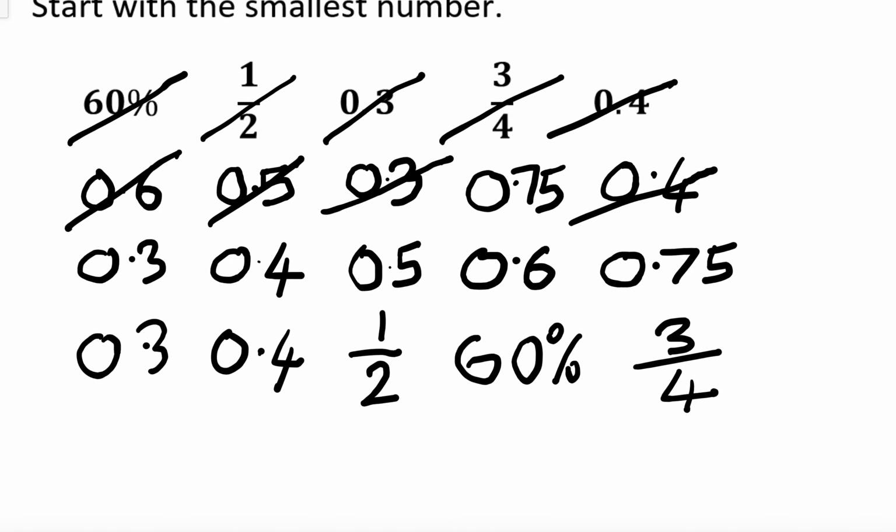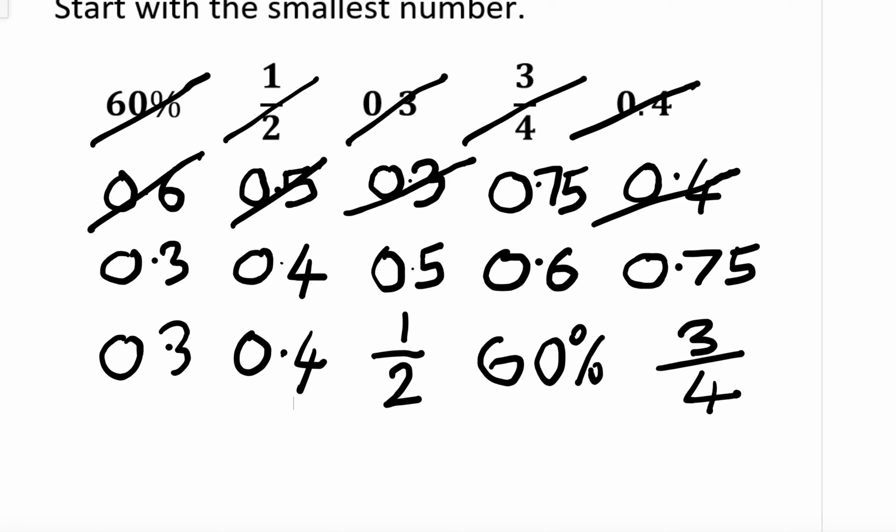So basically it was just go through the steps really, get them all into the same format. In this case it was decimals. Then put them in the order, and make sure you put the original formats down. And then that's basically good marks in the exam there.